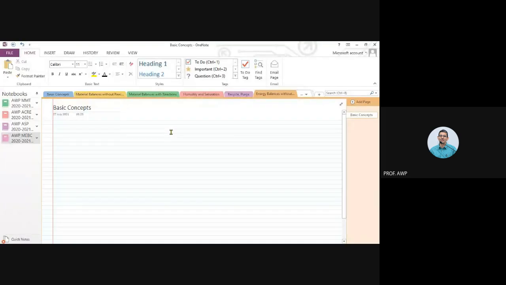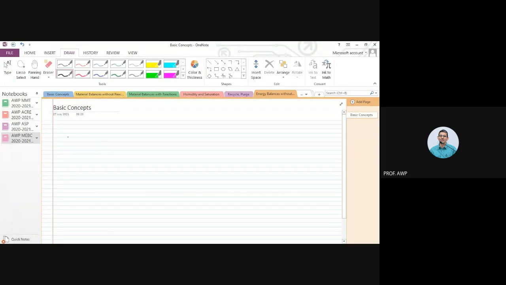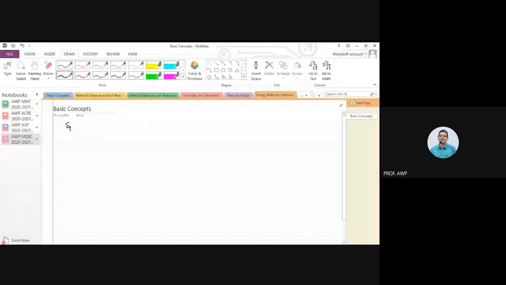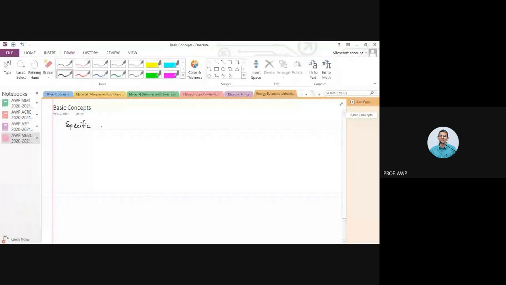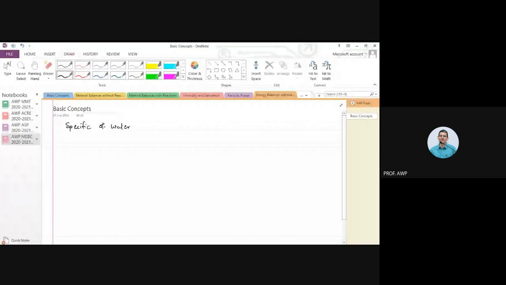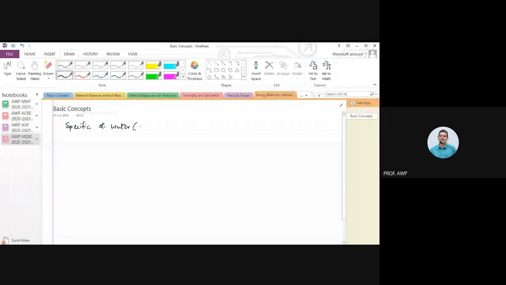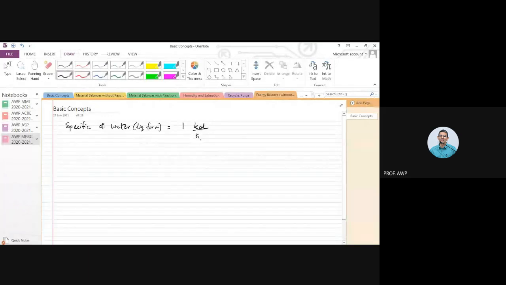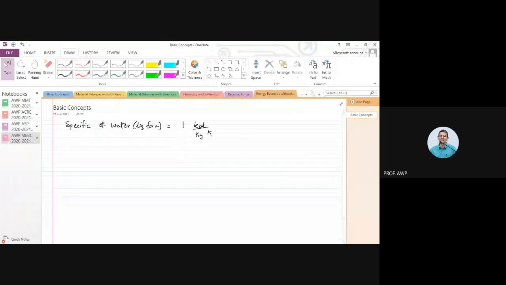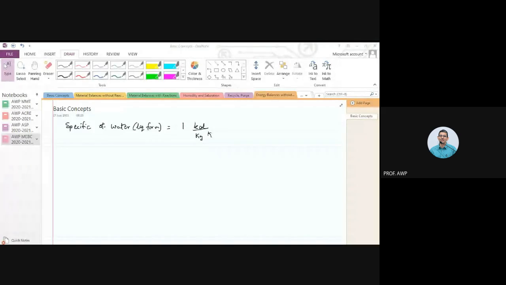So, if I say that, let me start writing. If I say that we have the specific heat of water, right? Now that we know that water exists in different states and we have to work with different states, let's say water in the liquid form has a specific heat of 1 kilocalorie per kg Kelvin. What does that mean? Can anybody explain what that means?